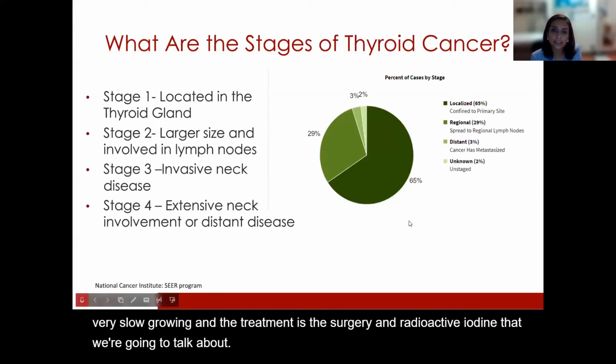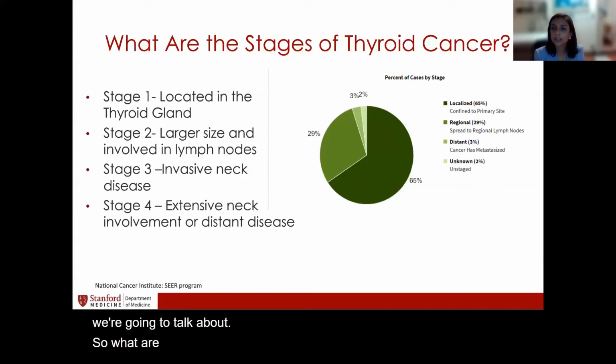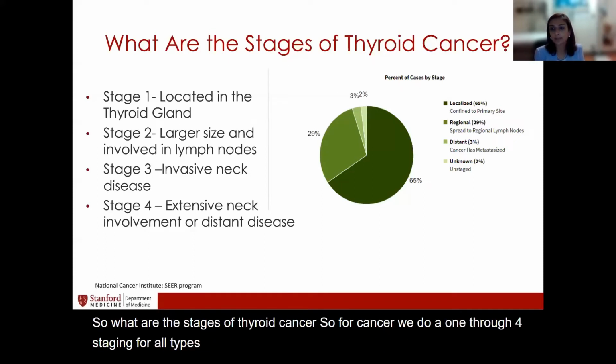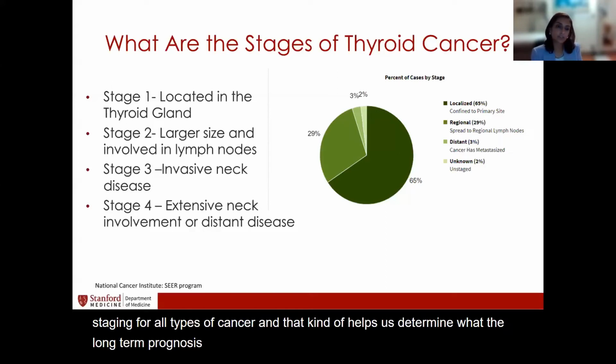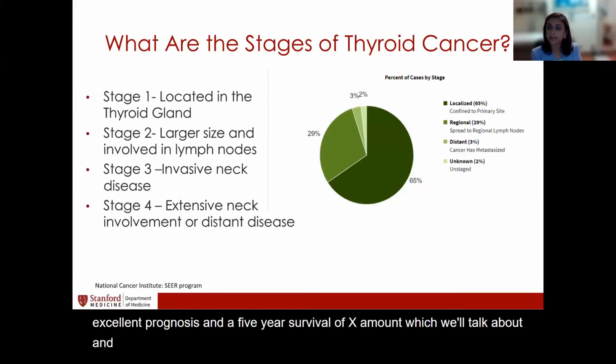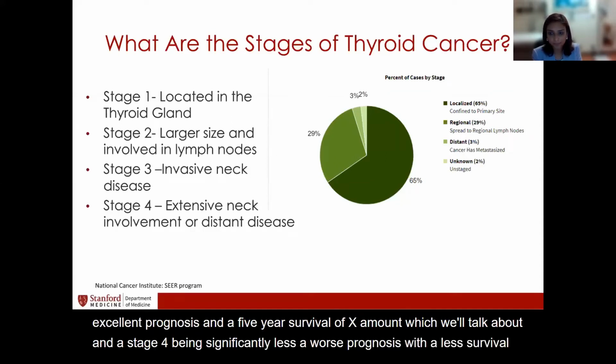So what are the stages of thyroid cancer? For all types of cancer, we do a 1 through 4 staging, and that helps us determine the long-term prognosis for the cancer. Generally, stage 1 has an excellent prognosis and a 5-year survival of X amount, which we'll talk about, and stage 4 has a significantly worse prognosis with a lower survival rate at the 5-year mark.